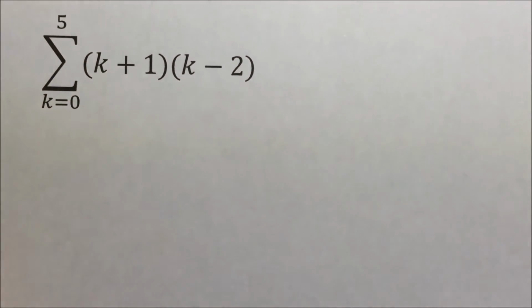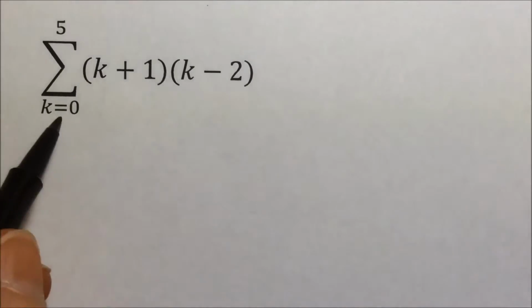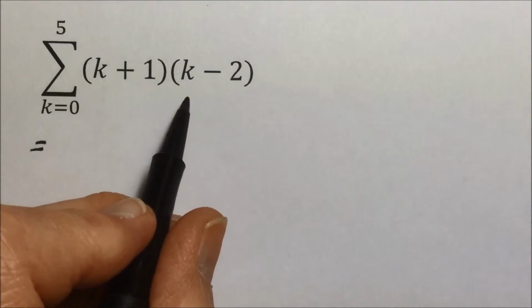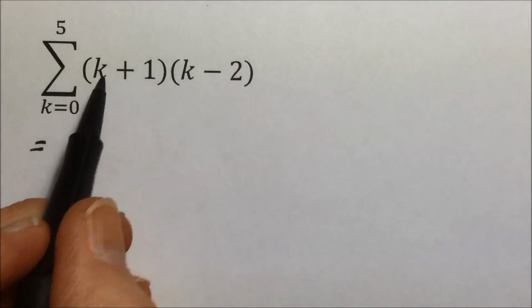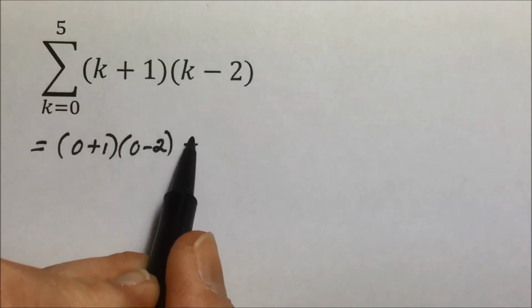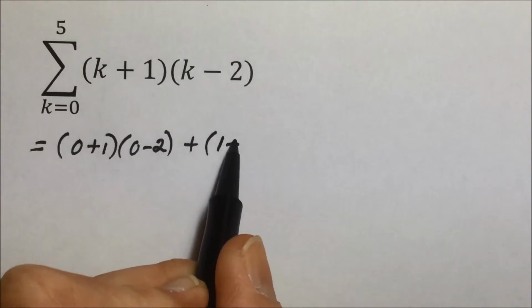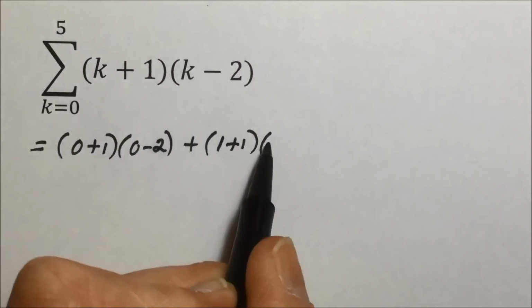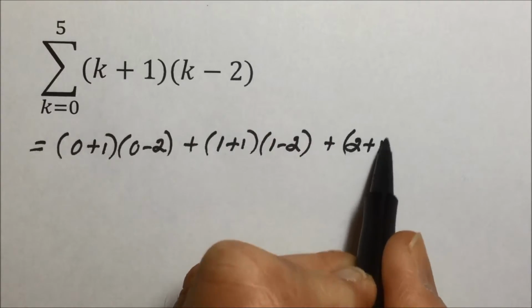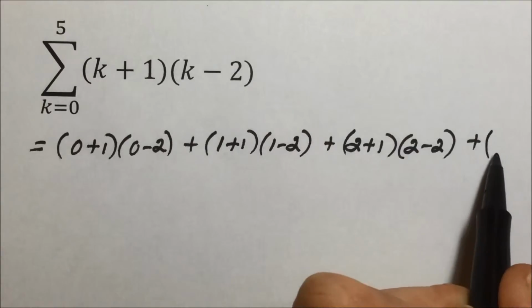Here's another example of using the sigma notation. Here they're asking us to start with k equals 0 and go to 5. So if we generate this series, which is a sum, we would start with 0 plus 1 times 0 minus 2, plus, increase by 1. So we now have a k value of 1. Everywhere there's a k, we'll replace it with a 1. And then a 2: so we have 2 plus 1 times 2 minus 2, plus.